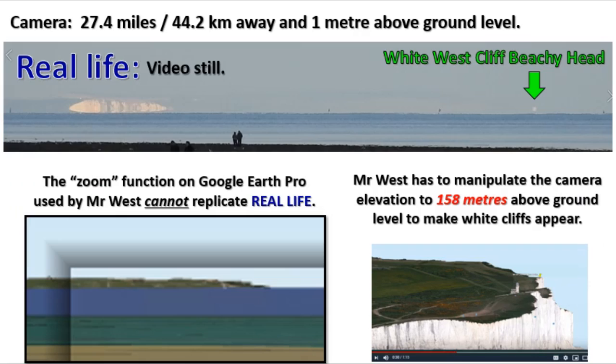Real life video still, White West Cliff, Beachy Head. The zoom function on Google Earth Pro used by Mr. West cannot replicate real life. Mr. West has to manipulate the camera elevation to 158 meters above ground level to make white cliffs appear.